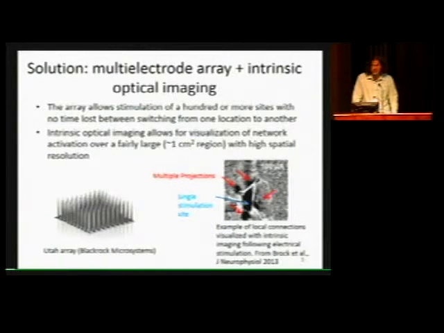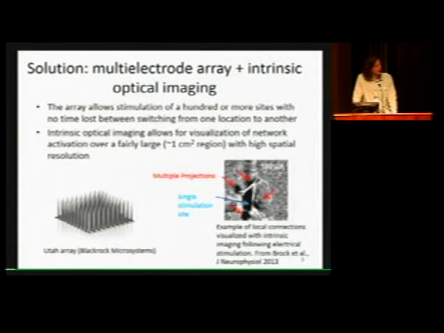Therefore, we propose a solution which is a combination of a multi-electrode array and optical imaging. The array would allow for stimulating 100 or even more sites with no loss of time between placing the electrodes in different areas. And intrinsic optical imaging allows for visualizing the network activation over a fairly large region, on the order of a square centimeter or so, with high spatial resolution.